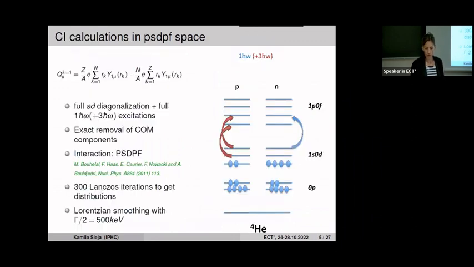So this is the framework I use to make calculations. In the shell model, if you want to describe the E1 transitions, you have to have the full complete one, what we call the 1 h-bar omega model space.